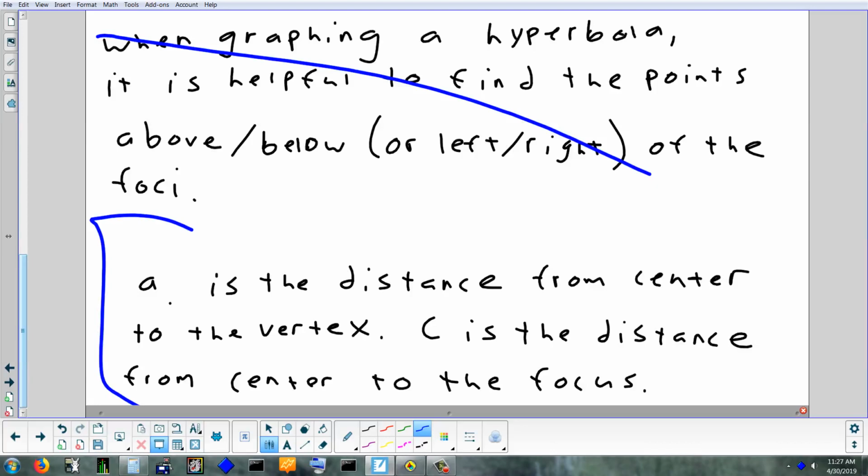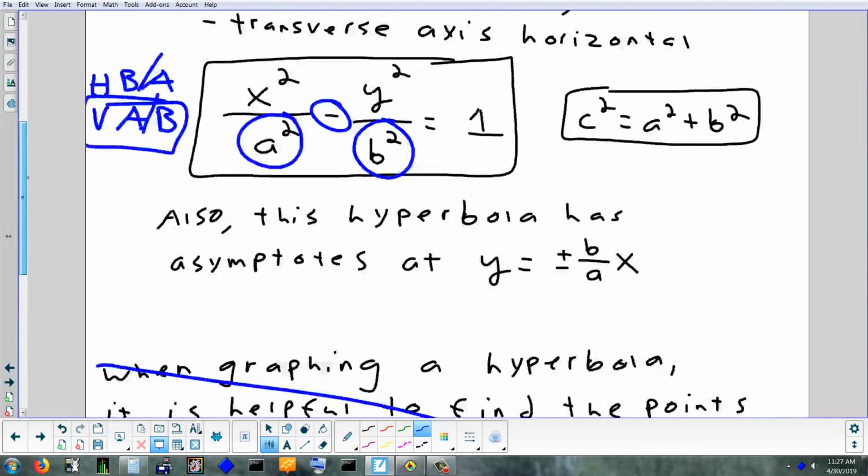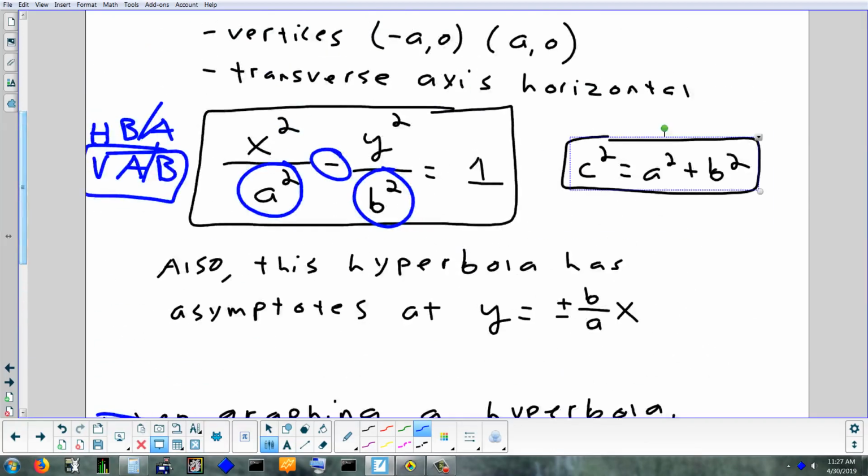What doesn't really have a visual meaning today is B. B, we could visualize as the distance from the center to the minor axis. As far as I know, B has no visual connection with this picture. Okay, just A and C. But that's fine, because you've got a formula to find B right there.